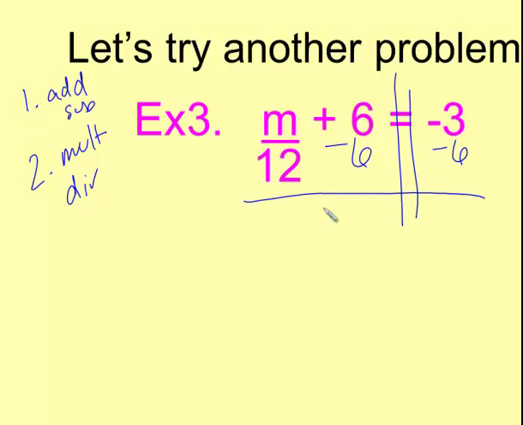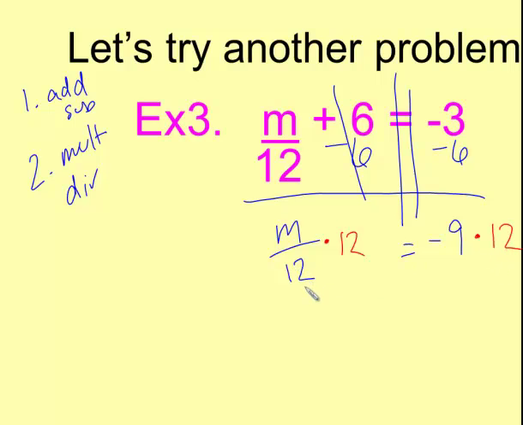And when I do that, those cancel, and I get m over 12 equals negative 3 minus 6 gives me a negative 9. Okay, now, right now I am dividing m by 12. So I need to do the opposite of divide by 12, and I need to multiply by 12. On both sides, multiply by 12.